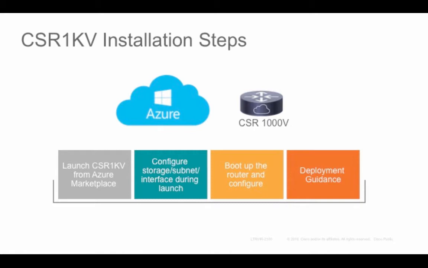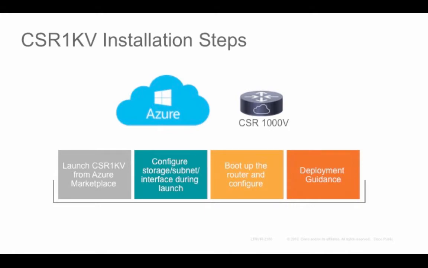So today I'm going to walk through every step of how to bring up a CSR 1KV router in the Azure. The first step is to launch CSR 1K from Azure Marketplace. The second is during the launch, we have to configure a lot of storage, subnet, and interface. The third is after boot up the router, we need to configure the router. And in the last, I will give you some best practice and deploy guidance.